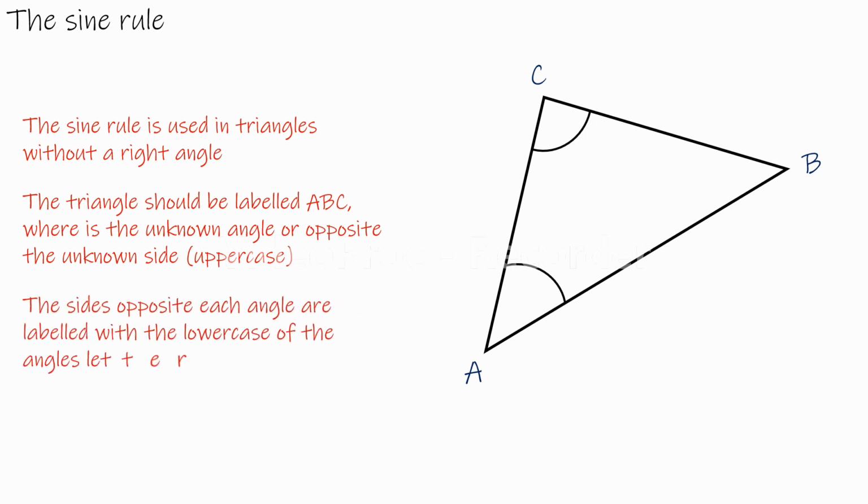The sides are going to be opposite the angles, and they're going to be the lowercase value of each of those letters. So for instance, capital C is the angle over there, and opposite capital C is the lowercase c on the side. This is vital.